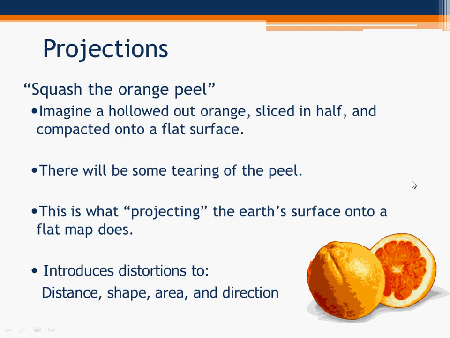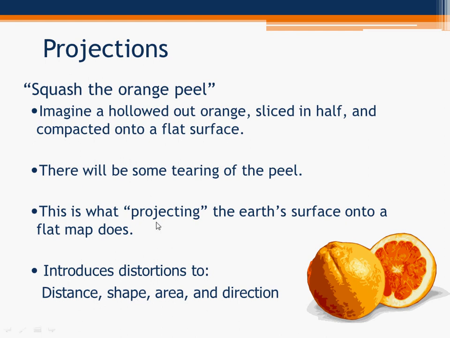When we deal with projections, this is what I like to call the squash the orange peel analogy. So if we hollow out the yummy, delicious part of the orange, take it all out, and we're just left with half of an orange peel, you take that orange peel and squash it onto a flat surface, like a computer screen, or onto a map, or onto a table, a chalkboard, a whiteboard. It's going to tear. That's the point we're making here. There's going to be some sort of tearing, and if you imagine that orange peel being the surface of a map, you're going to have to fill that in, and so that tearing is going to cause some sort of distortion.